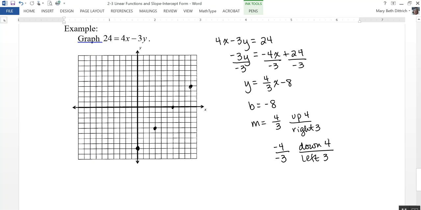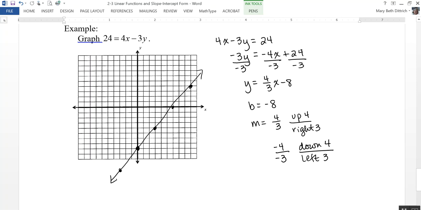Or, if my y-intercept is kind of low on my graph, I could also go down 4 and left 3, and that would give me a point somewhere down there, and that's also going to be on the line. And then connect those dots and put arrows on the end.